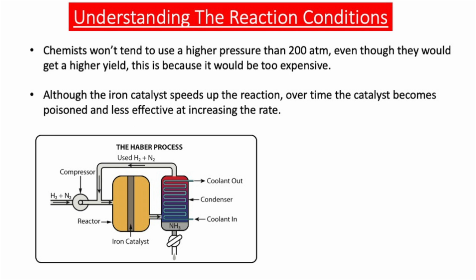Now when the ammonia forms, it's cooled and compressed, so it leaves the process as a liquid. Any nitrogen and hydrogen that has not reacted is simply recycled and put back into the reactor, and that makes the process much more efficient, and that's how chemists are able to overcome the fact that they will have a low yield of ammonia, sometimes as low as 25%.